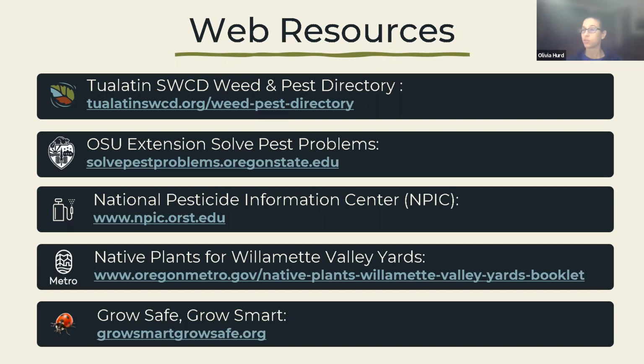You can also check out the OSU Extension Solve Pest Problems. The National Pesticide Information Center is a great resource. It's currently housed at Oregon State University, and there's people there that can answer phones or emails that you send their way, and they're happy to talk to anybody. A good resource if you're looking for native plants for your yard is Native Plants for Willamette Valley Yards. It's a great resource put out by Metro, and it has lots of great pictures in it as well. And then Grow Safe, Grow Smart is a good resource if you're looking for those less toxic ways, if you need to use chemicals for some of those pesky weeds out there.